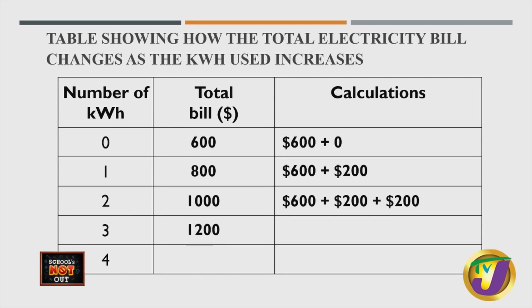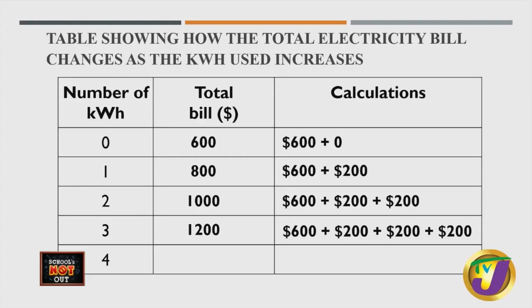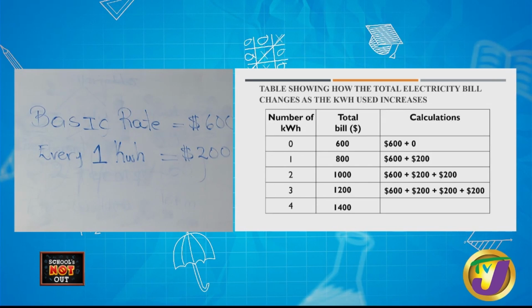Number of kilowatt hours used, 3. $1,200. How did they get that? $600 plus $200 plus $200. So for 4, $1,400. I didn't even bother to show you this calculation because I'm sure you've got this.